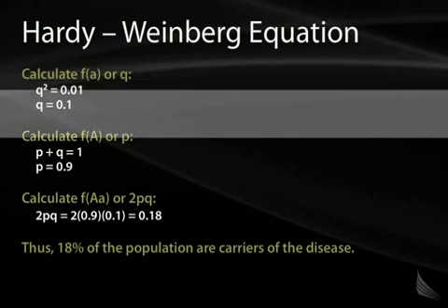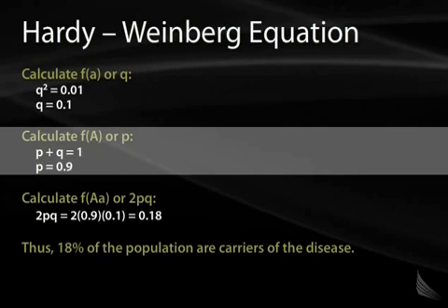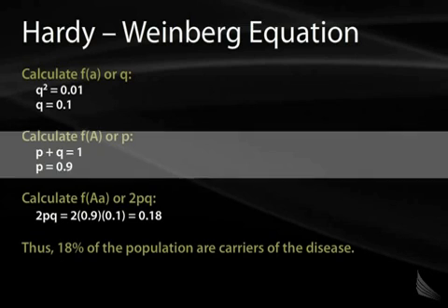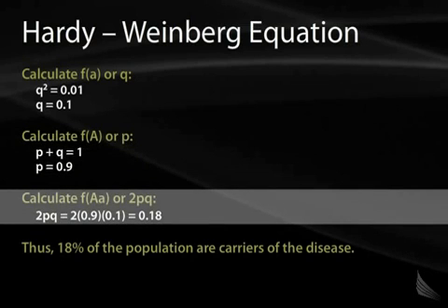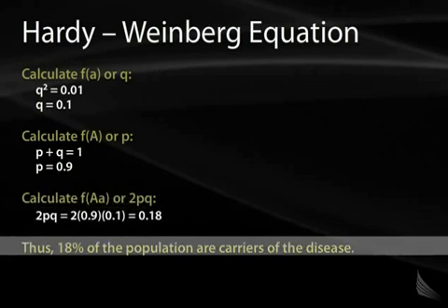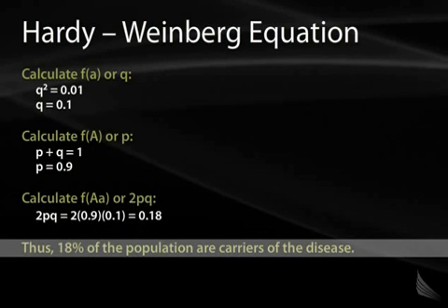Now that we know Q, we can calculate P, right? Because P plus Q equals 1. So if Q is 0.1, then P would be equal to 0.9. Now that we know P and Q, we can calculate the frequency of heterozygosity. That's just 2pq, right? So 2 times 0.9 times 0.1 gives us 0.18. And there's your answer, 0.18 or 18%. So 18% of the population in this question would be carriers for the disease.